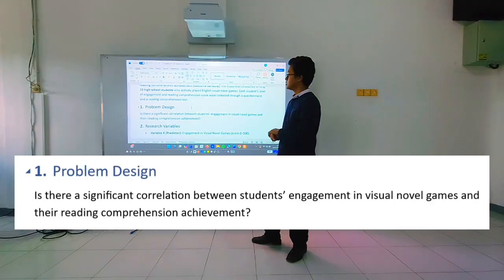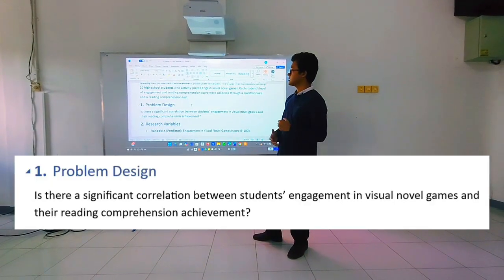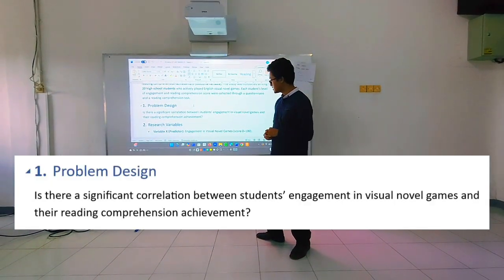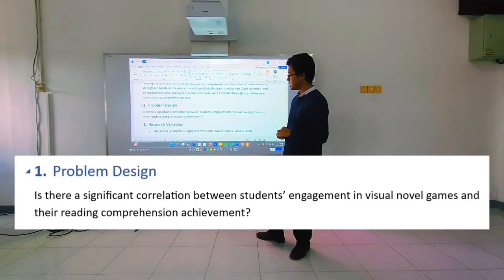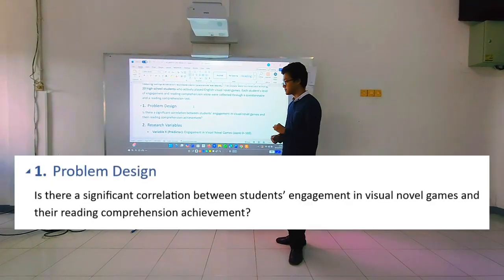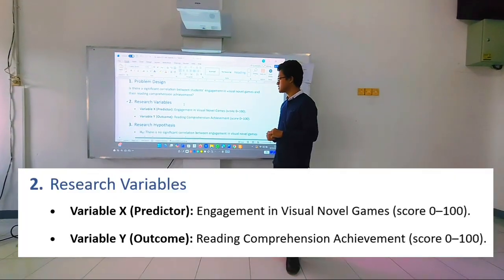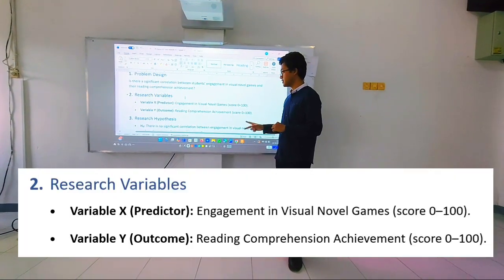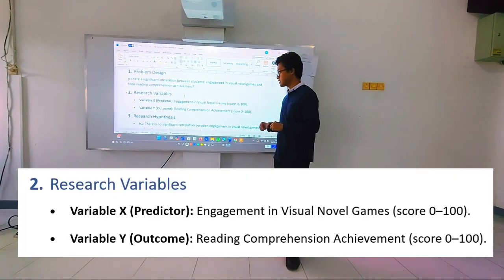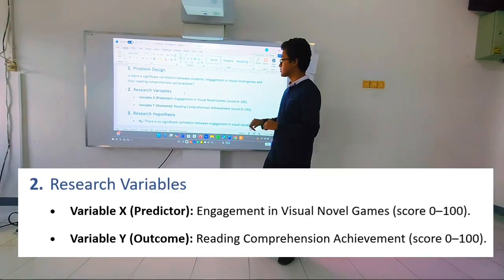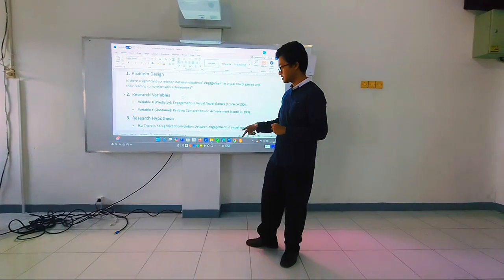The research problem is whether there is a significant correlation between student engagement in visual novel games and their reading comprehension achievement. The research variables are variable X, the predictor, engagement in visual novel games, with a score of 0 to 100, and variable Y, the outcome, reading comprehension achievement.